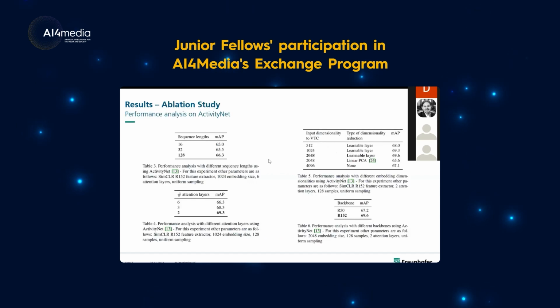Just very quickly going through the ablation study, we did some on the sequence length, like 16 frames per video, 32 and 128, as well as how many layers of attention heads, and what would be the optimal dimensionality of our embeddings that come out of each frame, as well as not having any dimensionality reduction or having just a linear dimensionality reduction, and comparing two different kinds of SimCLR models with ResNet 50 and ResNet 152.